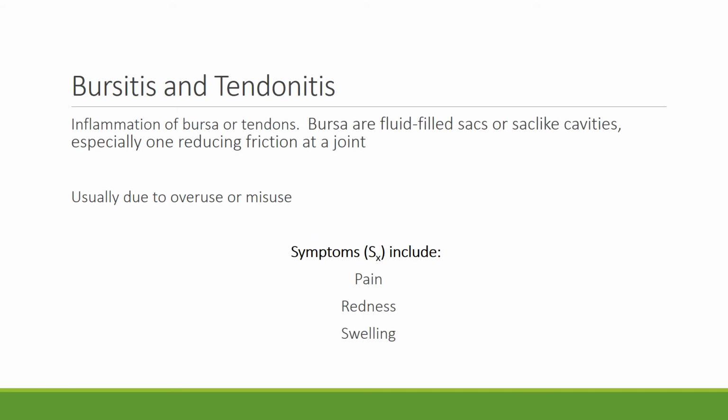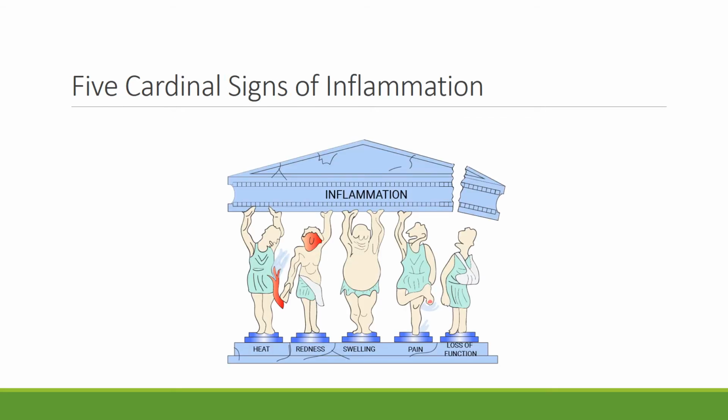Here you see the endings itis, as in bursitis and tendinitis. This means inflammation of bursa or tendons. Bursa are the fluid-filled sacs or sac-like cavities, especially one reducing friction at a joint. Both are usually due to overuse or misuse of a joint. Symptoms include pain, redness, and swelling. Here are the 5 cardinal signs of inflammation: heat, redness, swelling, pain, and loss of function.